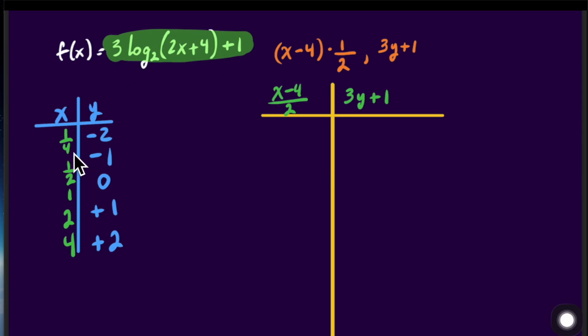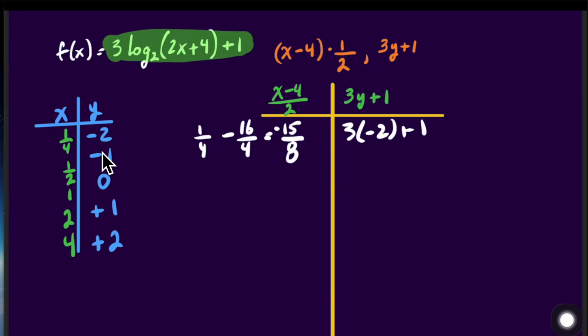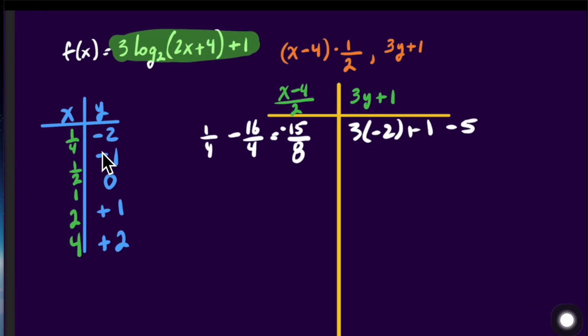Okay, starting with x equals 1/4, we're going to have 1 over 4 minus 4 in the numerator, and 4 is the same as 16 over 4. That's going to equal 15 over 4. We're going to divide that by 2, and we're going to end up with negative 15 over 8. Now, with respect to the y value, we're going to take our y value, which is negative 2, we're going to multiply it by 3, and then we're going to add 1. So we're going to have negative 6 plus 1 is going to be negative 5.